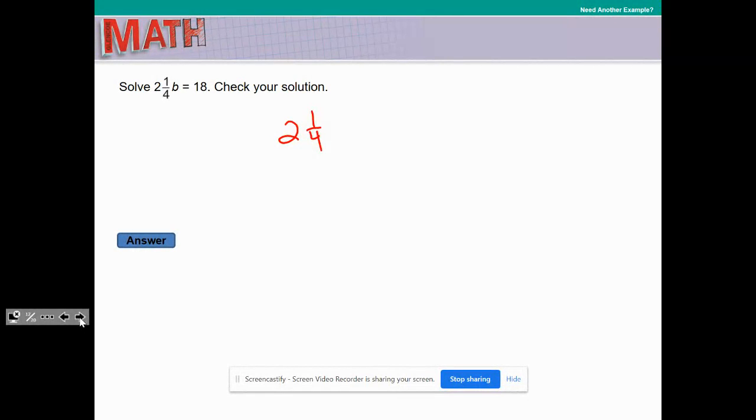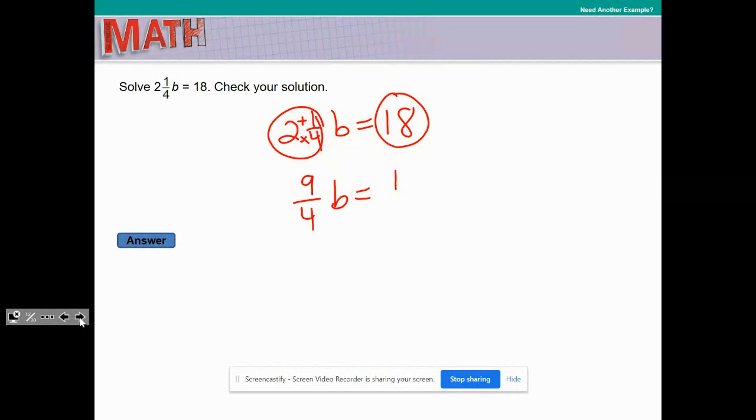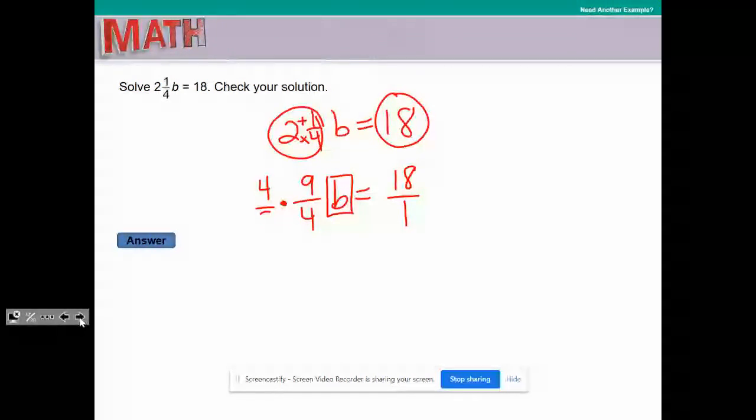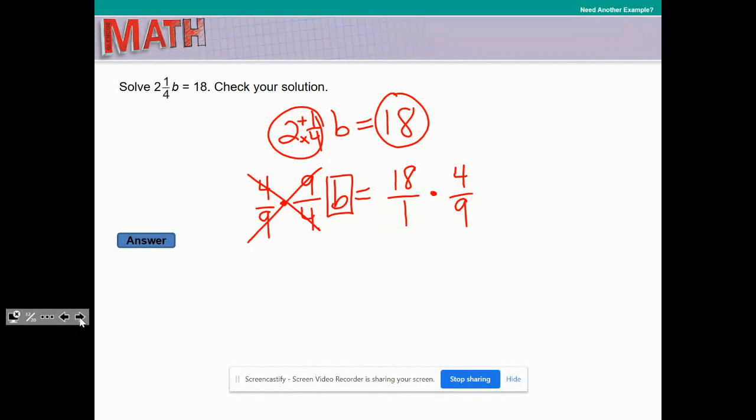2 1/4 b equals 18. We're going to rewrite this and this as improper fractions. So times plus gives me 9/4 b equals 18 over 1. Now that we have all just regular fractions, no mixed numbers, we can isolate this variable by multiplying by the reciprocal. So we have times 4/9, and we have to do the same thing to the other side, 4/9. Okay, that cancels to 1. The number times its reciprocal always equals 1, so we get 1b, but we don't have to write the 1.